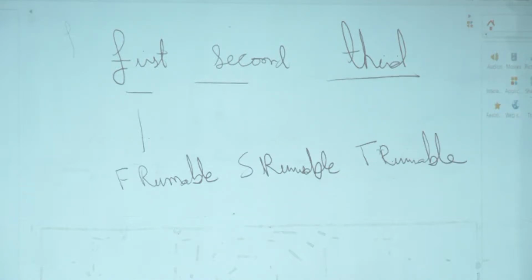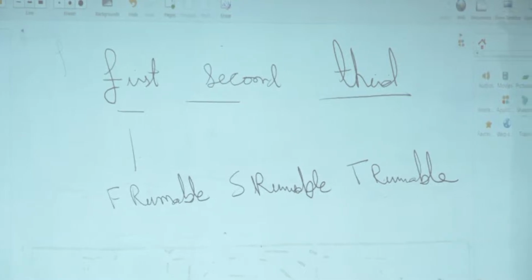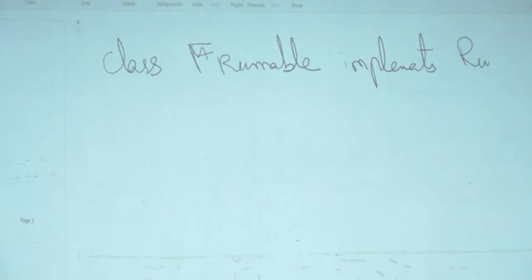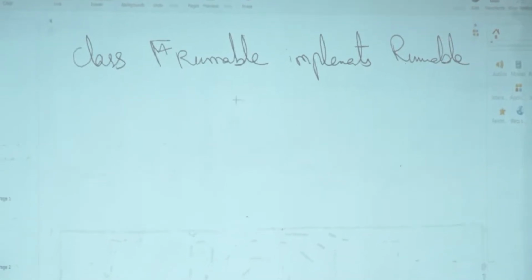Now, since this is the first time we are doing it, I am going to create one runnable for you. The first runnable I am going to create. Just watch. Class F runnable. Class F runnable implements runnable interface.